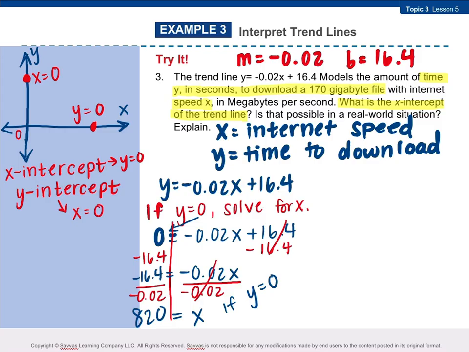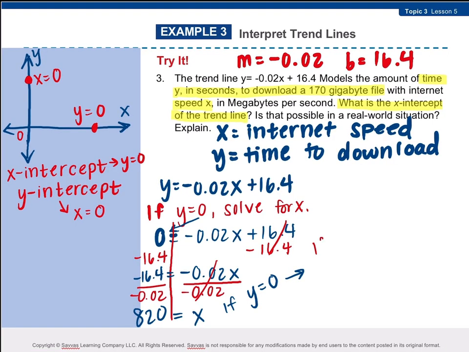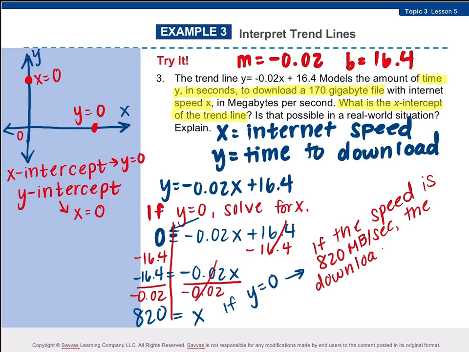So that tells me if the internet speed is 820, what is that? Megabytes per second. The download time is, right? The download time is y. The download time is 0 seconds. Is that possible, right? So that's the last part of that question. Is that possible in the real world?